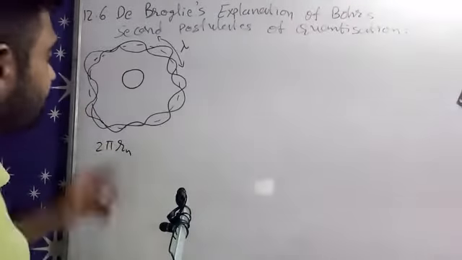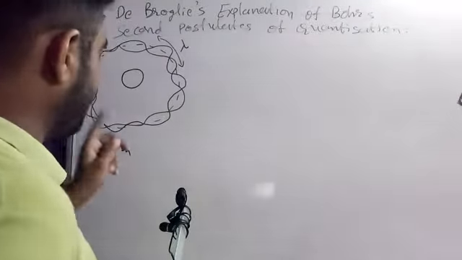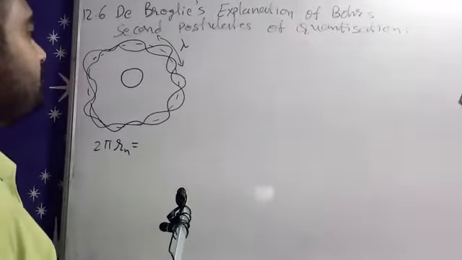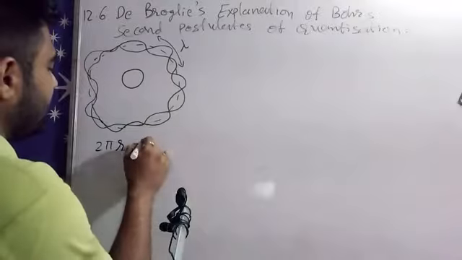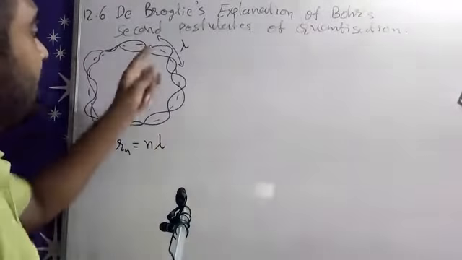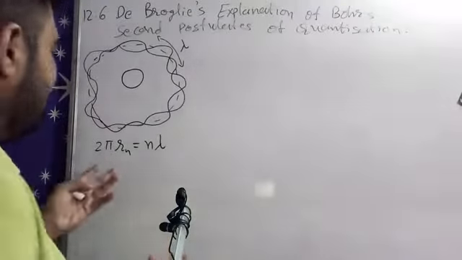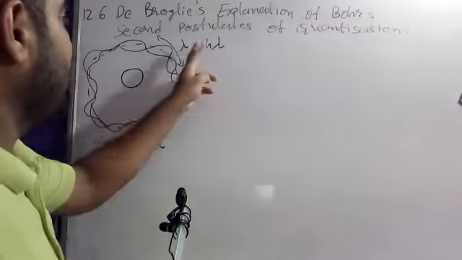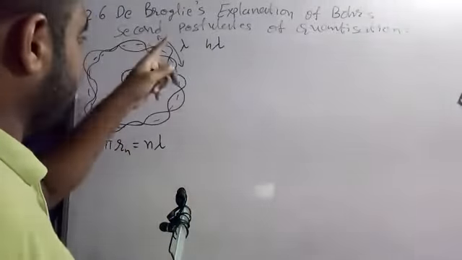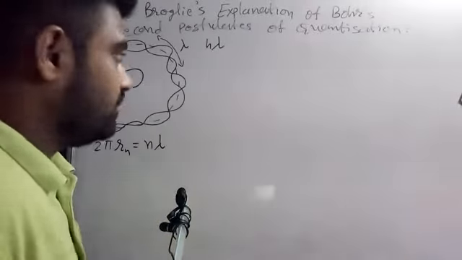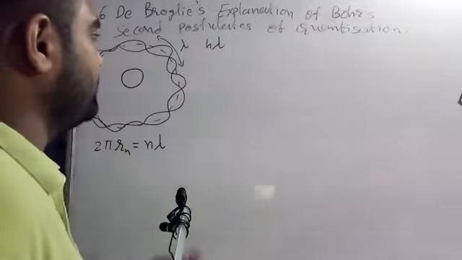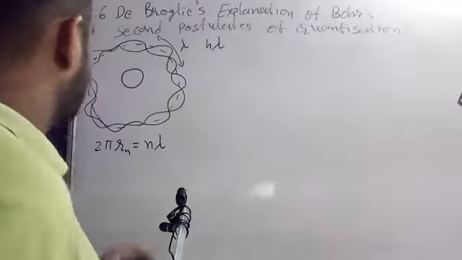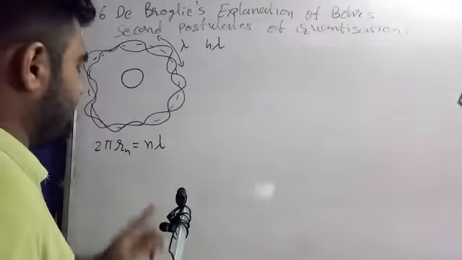So this is the circumference of a circle with radius rn, which is equal to n lambda, where n is the number of lambdas. Similarly, we can have 4 lambda, in which the electron completes one revolution. This is just one example; it may be 6 lambda or 8 lambda. So 2 pi rn is equal to n lambda.